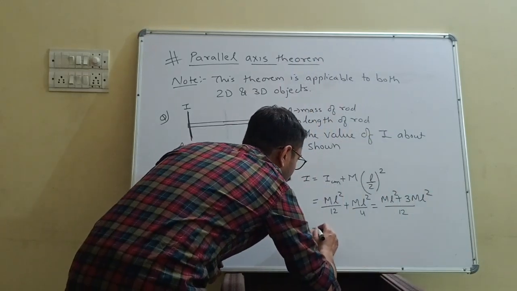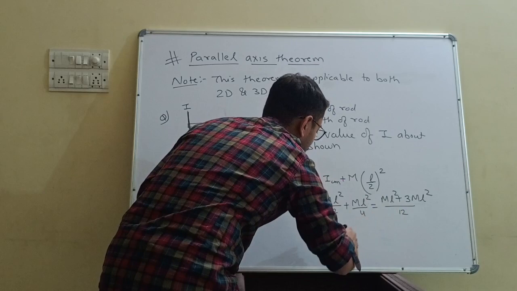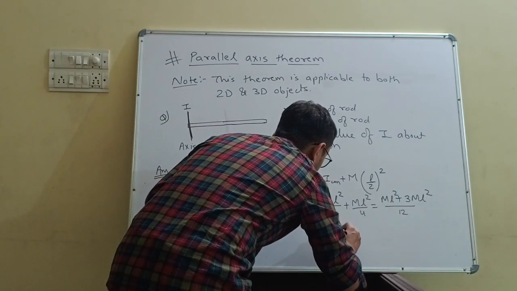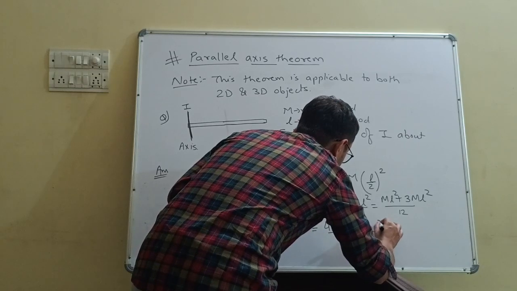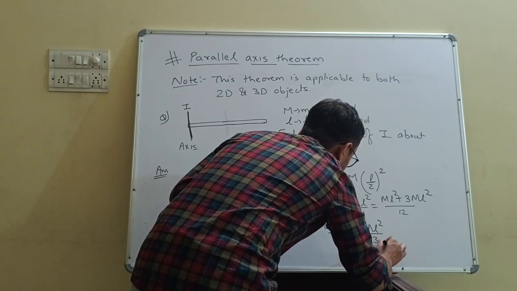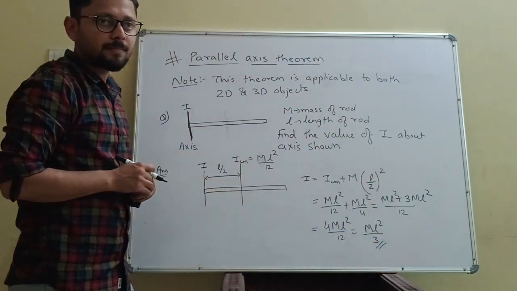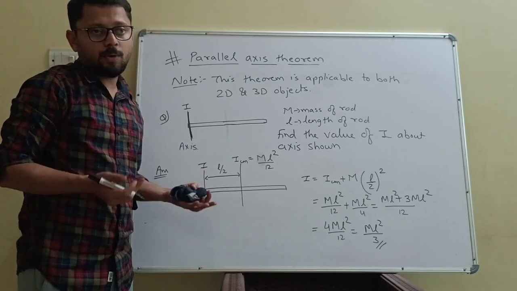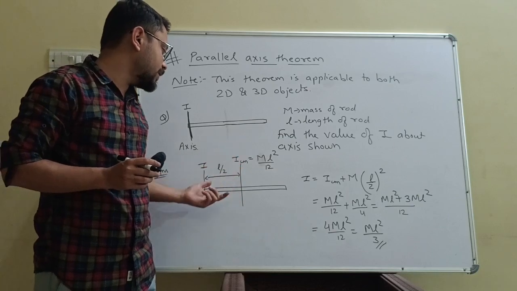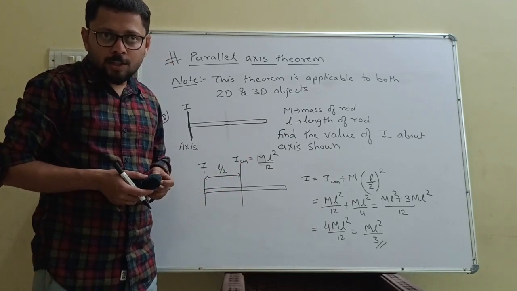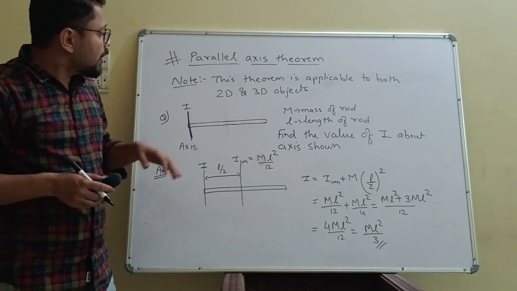3ml square. So overall this will become 4ml square by 12. This will become ml square by 3. And that is what we learn. But if we do not remember also, the minimum value that we have to remember is the moment of inertia of this rod about center of mass. So this has made our work very easy.